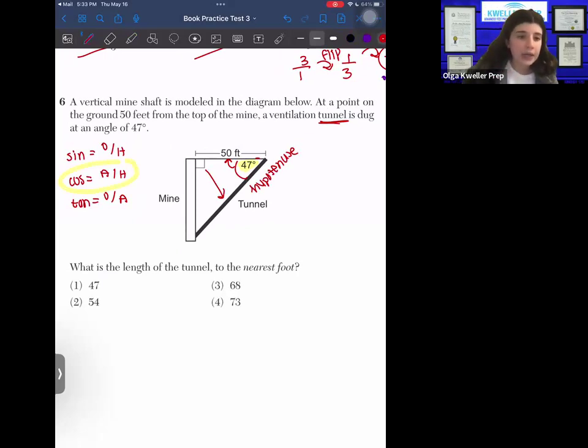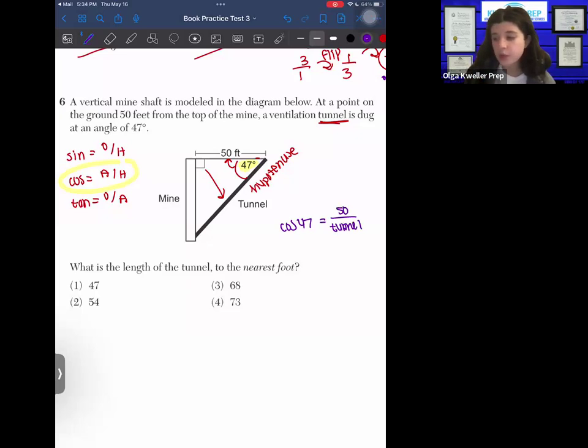You could use sine and figure out the length of the line, then do the Pythagorean theorem and figure out the tunnel, but that's extra work for you guys. To get the answer in the fewest steps, we want to use cosine here. So we would set it up and say cosine 47 is equal to 50 over the tunnel, which is what we want to solve for.